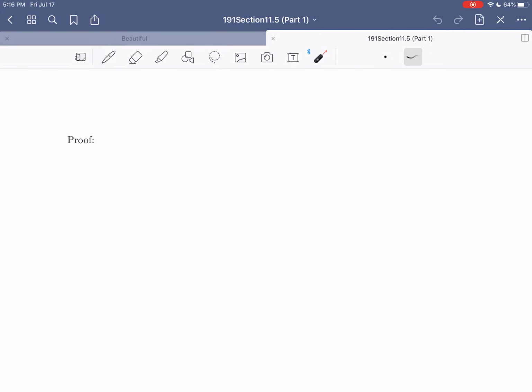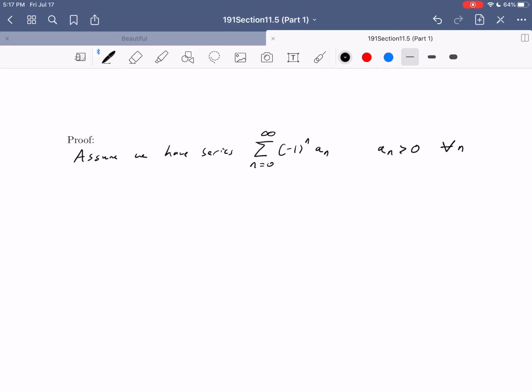So for the proof, we get to assume, so let's just remember what we assumed since it's on the previous page. So assume we have the series sum of (-1)^n a sub n. And just for simplicity, we're going to assume that it starts from 0 and goes to infinity. Again, this is something where you can do that without loss of generality. So we're just going to assume that we start from 0. And we're going to assume that a sub n is greater than 0 for all n. So we can say that this part is always positive there. And we get to assume that the limit as n goes to infinity of a sub n equals 0. So we get to know that these terms go to 0.